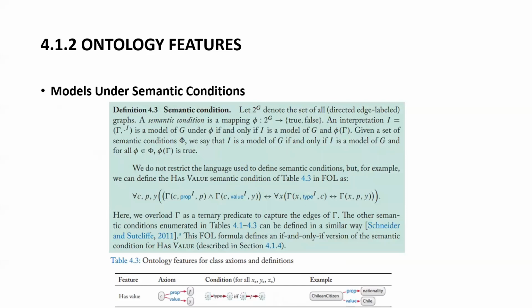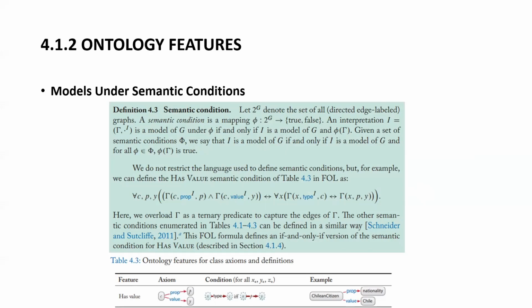2 to the large G represents all directed edge labels, graph set, and a semantic condition returns true or false, taking 2 to the large G as input, the mapping pi. It is a model of G only if the interpretation I is a model of G, pi of gamma. Given a set of semantic conditions pi, we say that I is a model of G if and only if I is a model of G and for all gamma, each semantic condition in the semantic condition set is true.